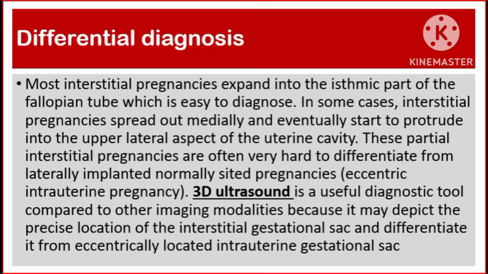Differential diagnosis. Most interstitial pregnancies expand into the isthmic part of the fallopian tube, which is easy to diagnose. In some cases, interstitial pregnancies spread out medially and eventually start to protrude into the upper lateral aspect of the uterine cavity. These partial interstitial pregnancies are often very hard to differentiate from laterally implanted normally sited pregnancies.